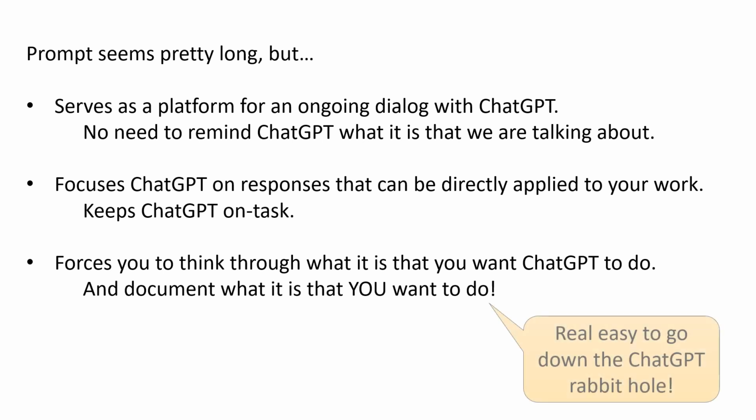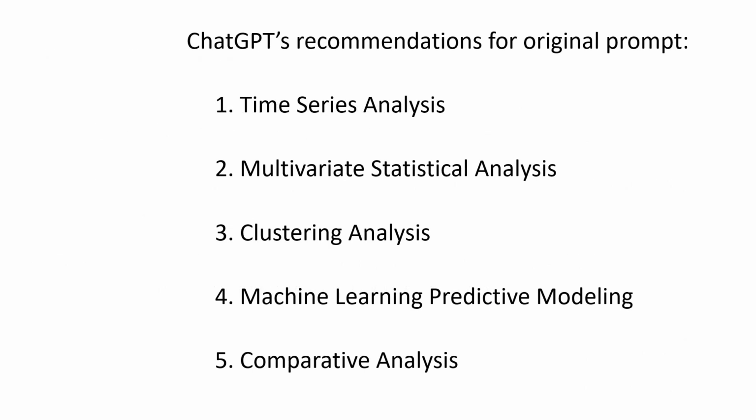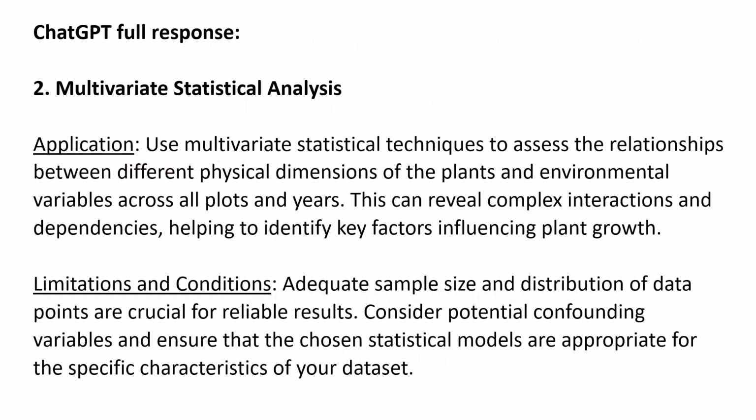Without this level of explanation, it's real easy to go down the ChatGPT rabbit hole. ChatGPT responded to the prompt we just saw by recommending these 5 approaches that we could apply to our data. Let's look at the full response given by ChatGPT for its multivariate statistical analysis recommendation. Here is ChatGPT's full response for this recommendation.